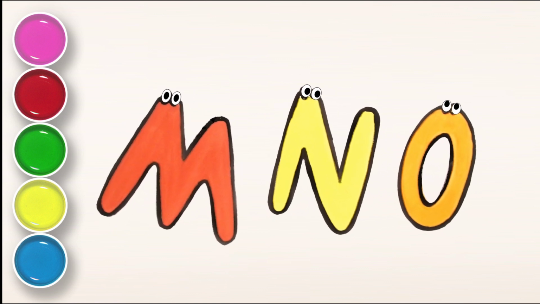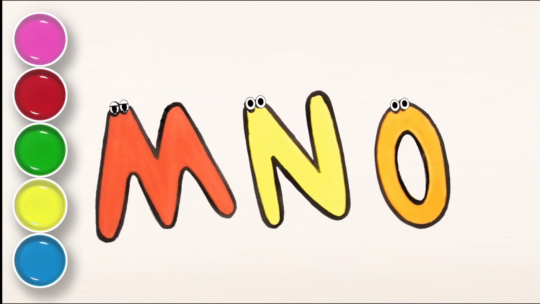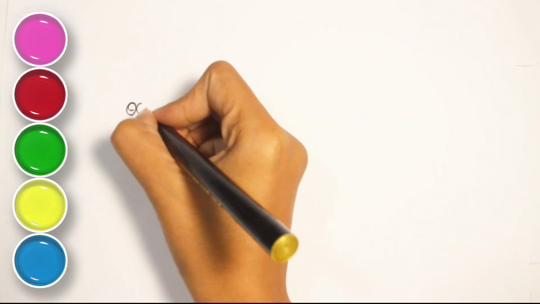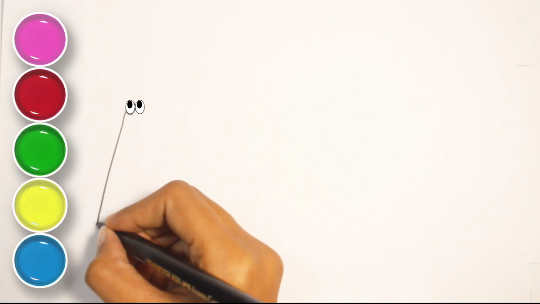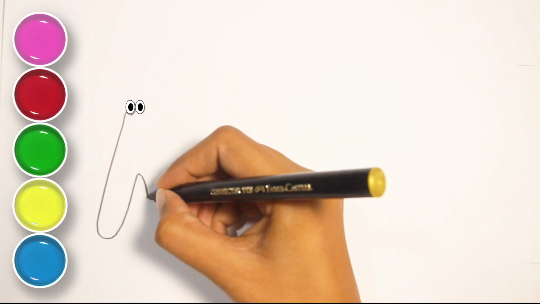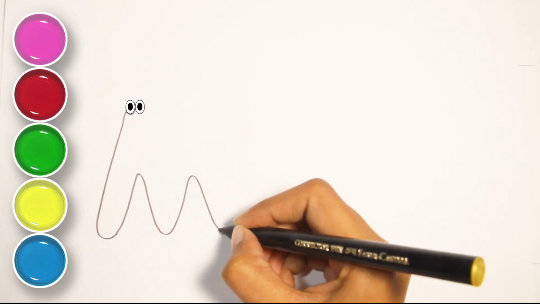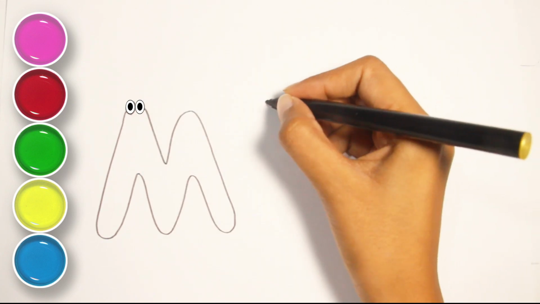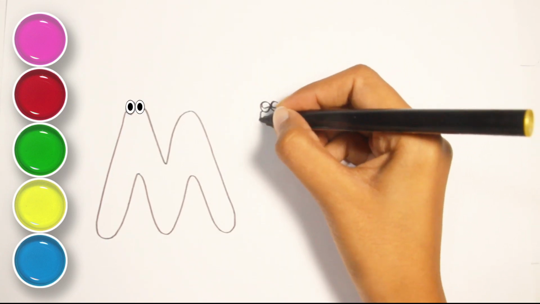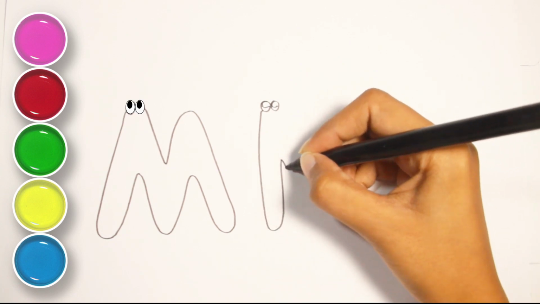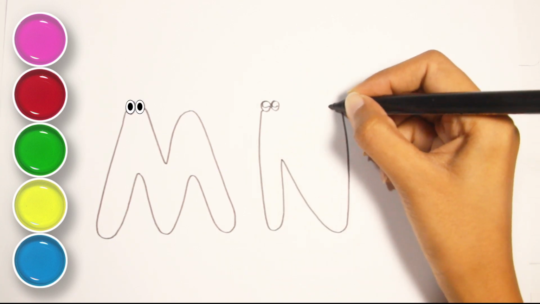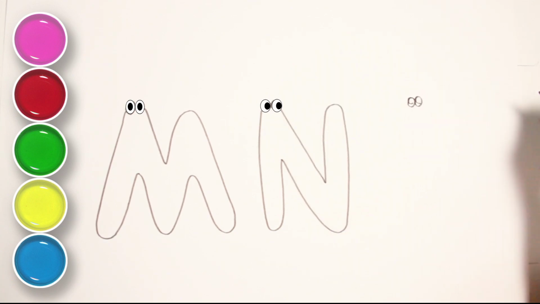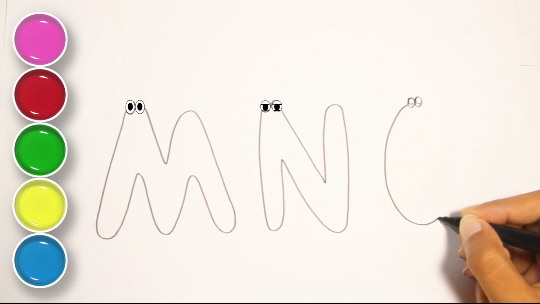Today we are drawing and coloring letters M, N, and O. Let's draw and paint together. First, I am drawing the letter M for monkey. Now, let's draw letter N for next. Now, let's draw letter O for octopus.